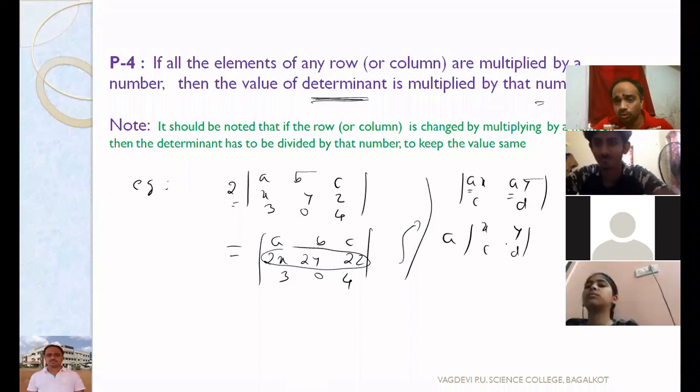Correct? So the converse of this property is, when you want to take some factor, some number as a common factor, it has to be common in one row or one column. So that is sufficient. So this is property 4.